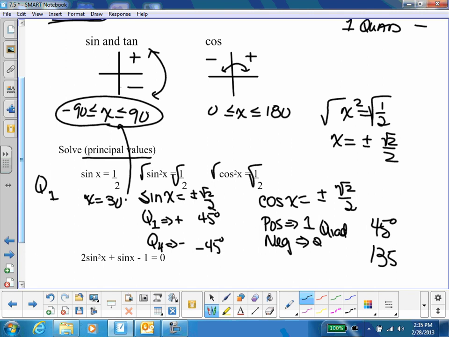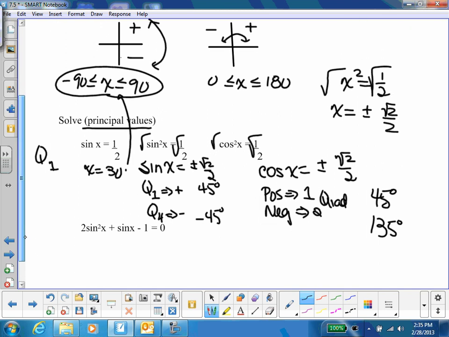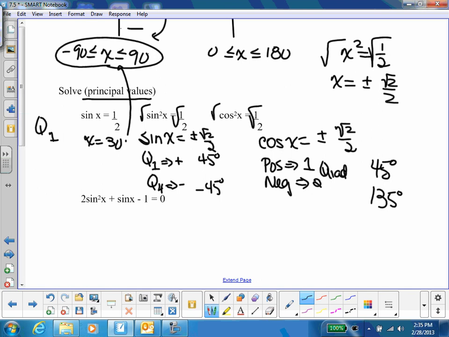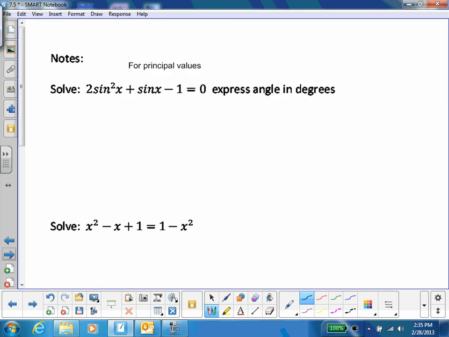135 degrees. Because my answer has to fall between negative 90 and positive 90. So I don't want to say 315 because that's outside that range, right? I got to say that I'm going down negative 45. Okay. So the rest of the note should be pretty much the same, I think.